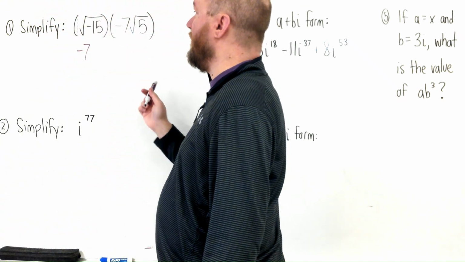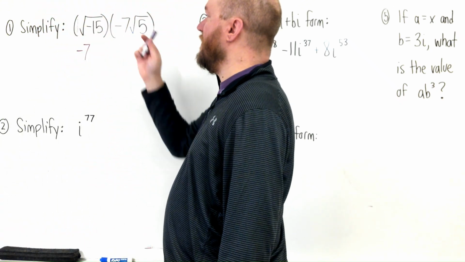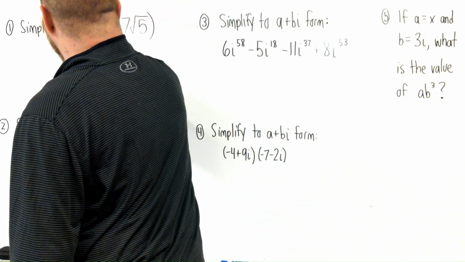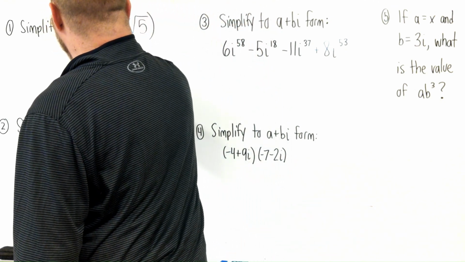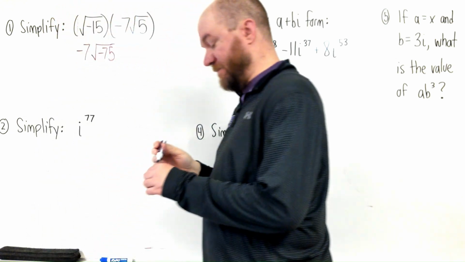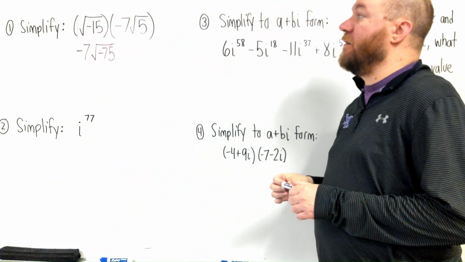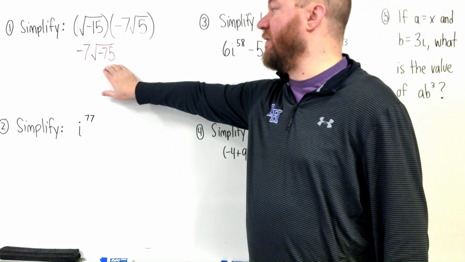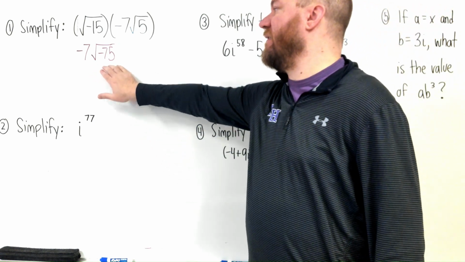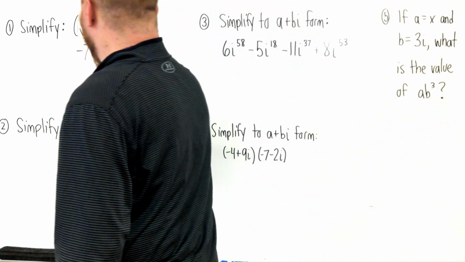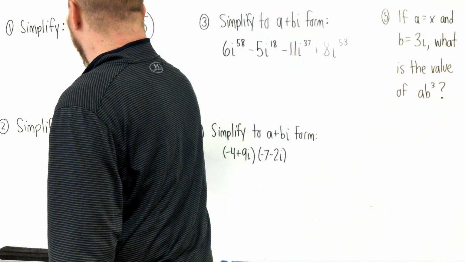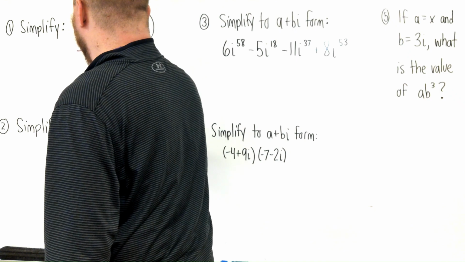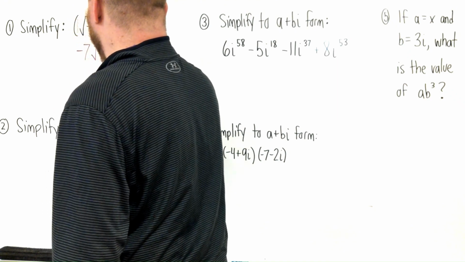And now we're going to do the stuff inside the radicals. -15 times radical 5 is negative radical 75. Now, we're going to simplify this some more because radical -75 can be simplified. There's a perfect square that goes into it. The perfect square that goes into it is 25. That goes in 3 times.